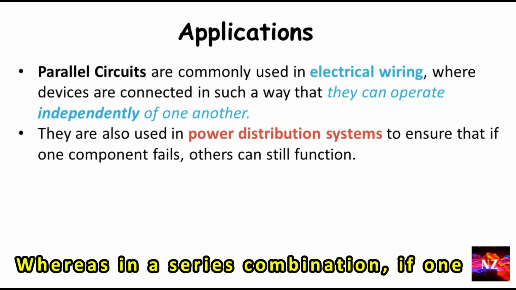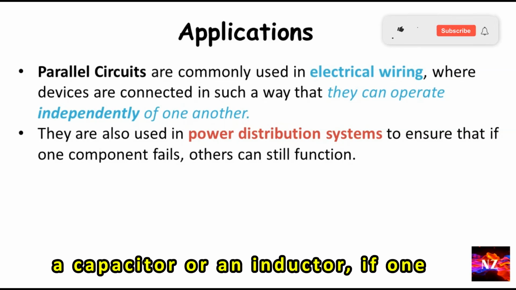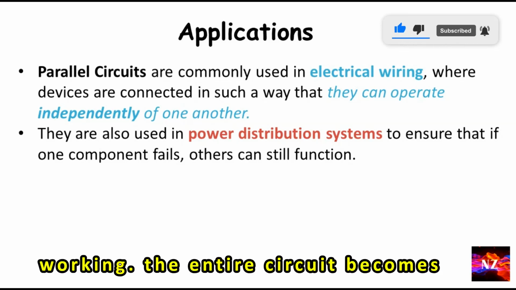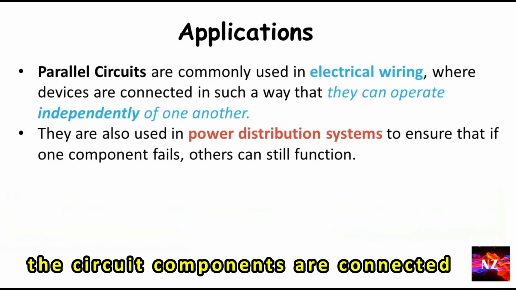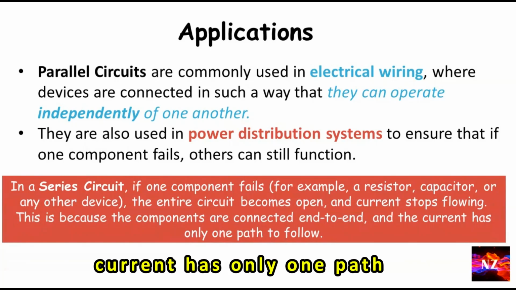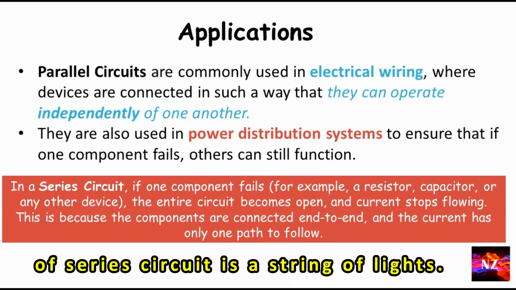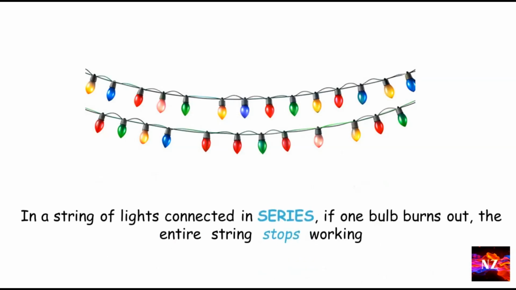Whereas in a series combination, if one component fails, for example a resistor, a capacitor or an inductor, the entire circuit stops working. The entire circuit becomes open and the current stops flowing. This happens because the circuit components are connected end to end in a series circuit and the current has only one path to follow. An everyday example of series circuit is a string of lights. If one bulb of light burns out, the entire string will stop working.